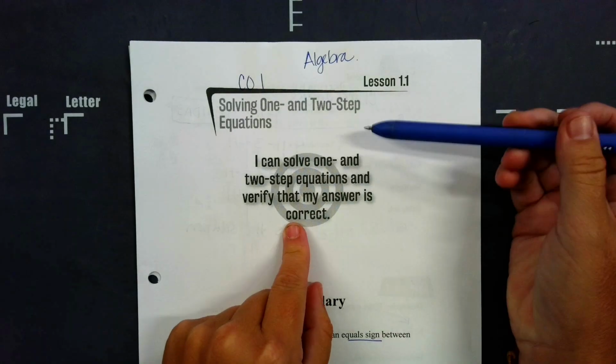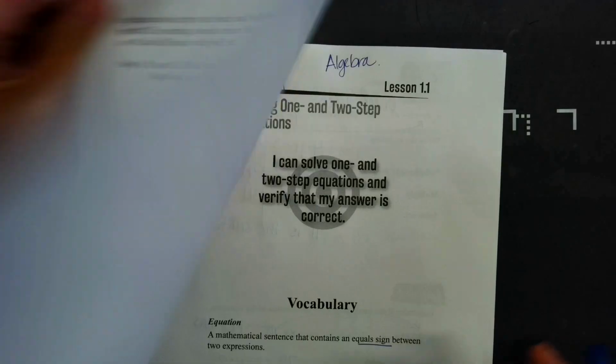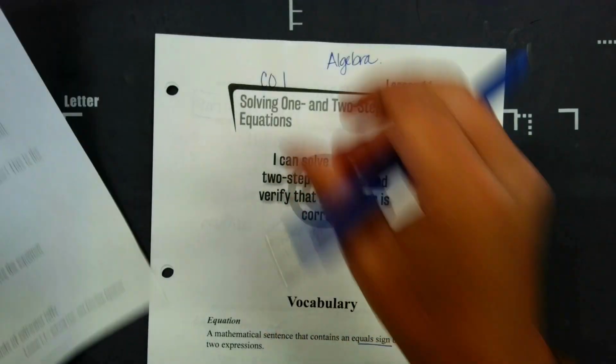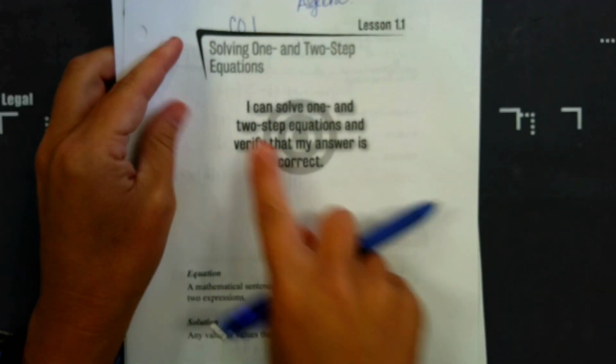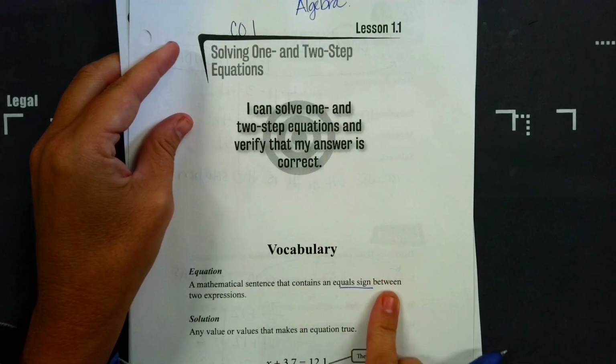All right, we're going to recap. We started yesterday, actually, with our explore. Remember? And then we left this last problem, and we have not finished it yet. We will come back to it. Okay, then we introduced what our content objective was. Our content objective is I can solve one and two-step equations and verify that my answer is correct.